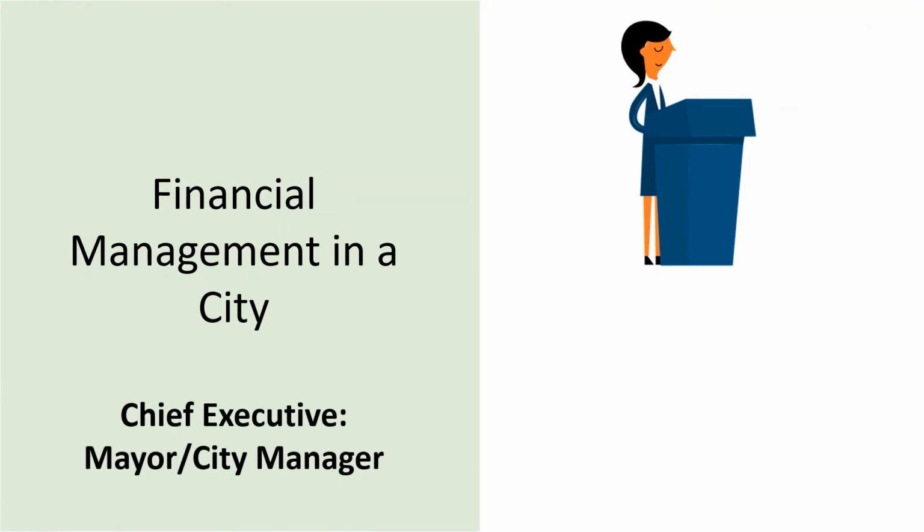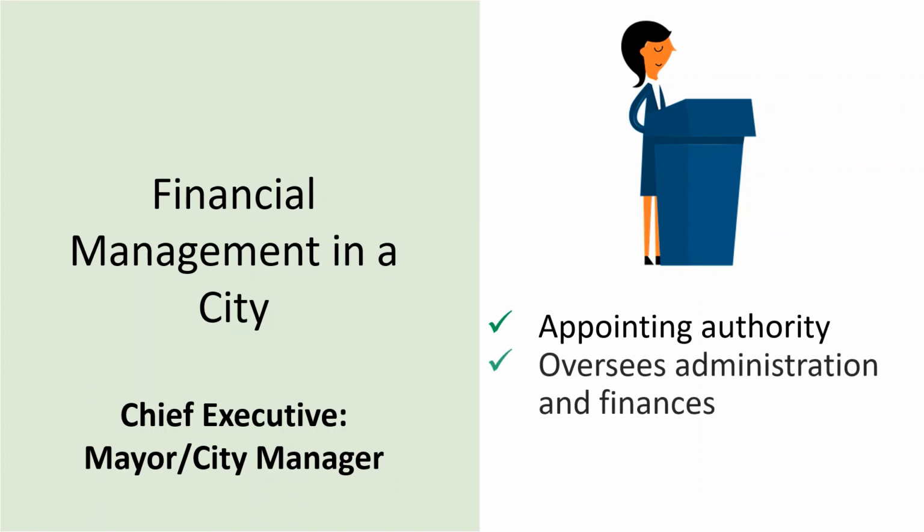In a city, the mayor or city manager is the chief executive officer. The mayor or city manager has all the duties of the select board in towns, including appointing authority and oversight of administration and finances. In a city, however, this individual prepares and submits the budget to the city council, which can then only approve, reduce, or reject the mayor's budget proposal.